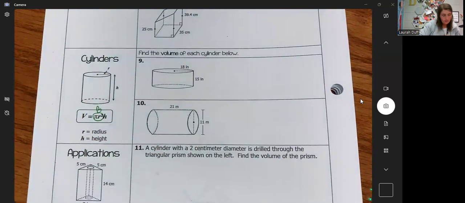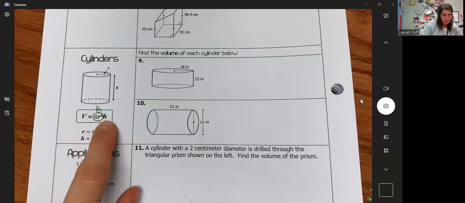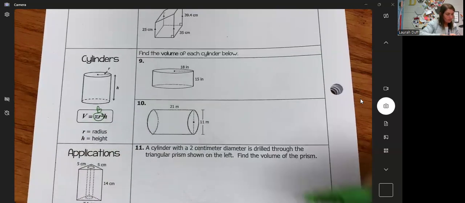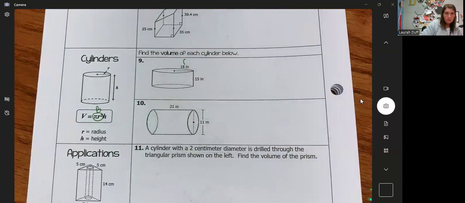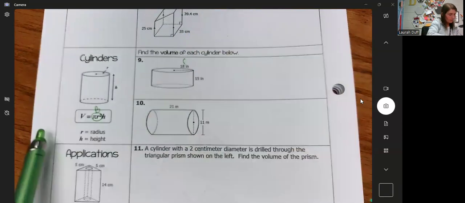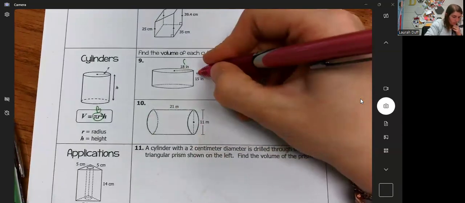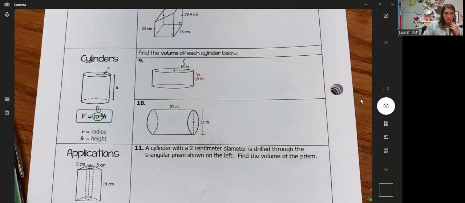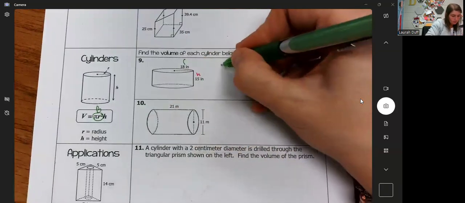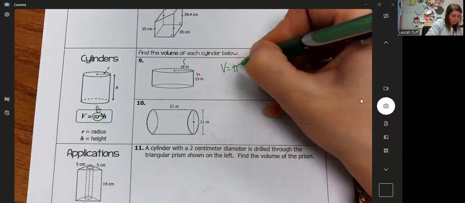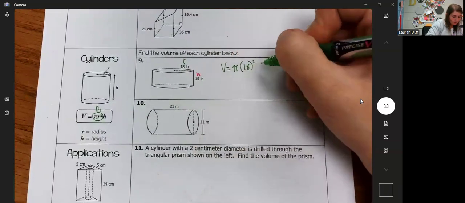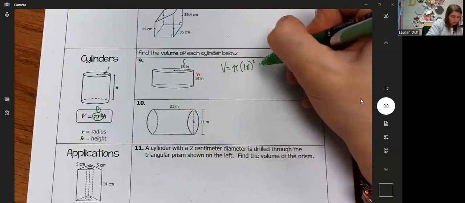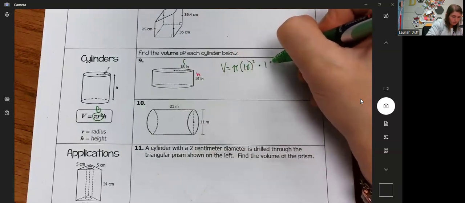Almost looks like a heart. Area of the base is pi r squared, so area of the base times your height. For area of the base, you need your radius. And then the 15 is the height of the actual figure. So if I plug those in, volume equals pi r, which is 18, squared, times h, which is 15.